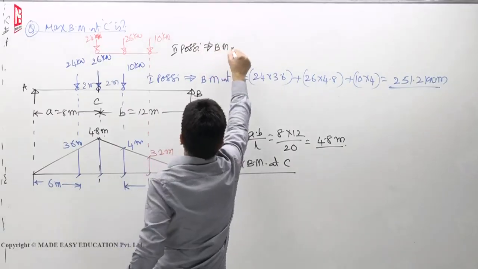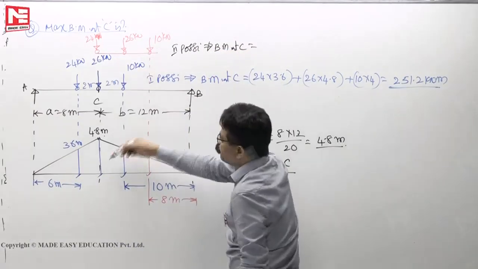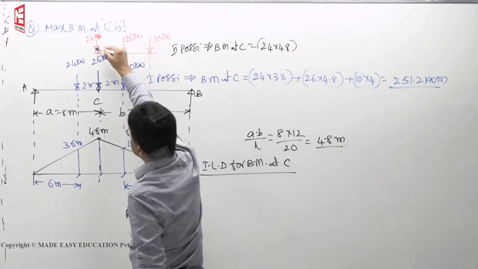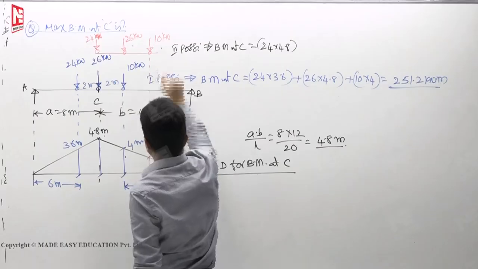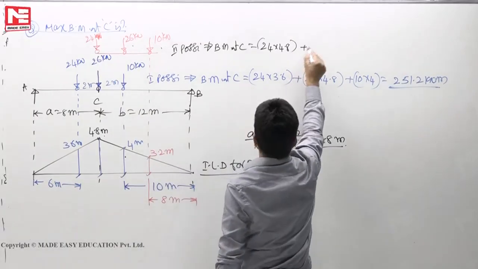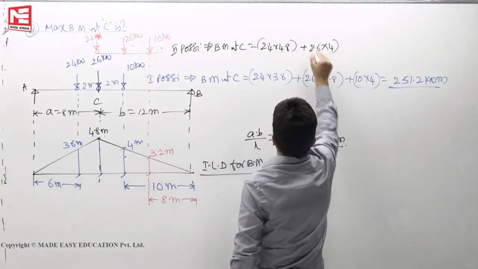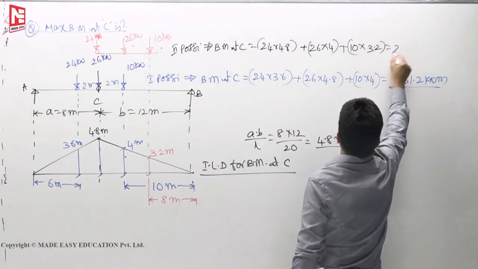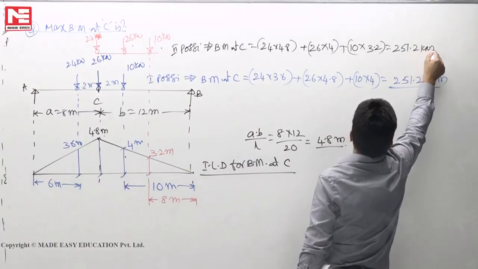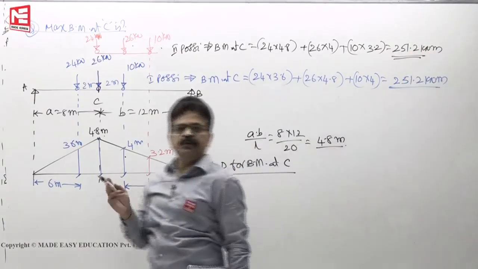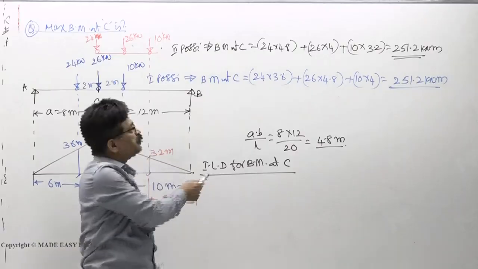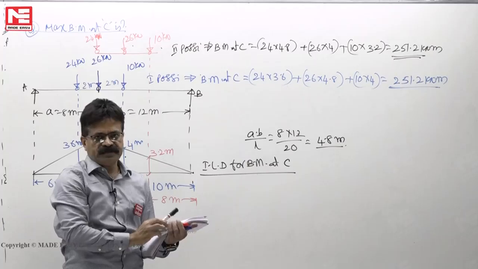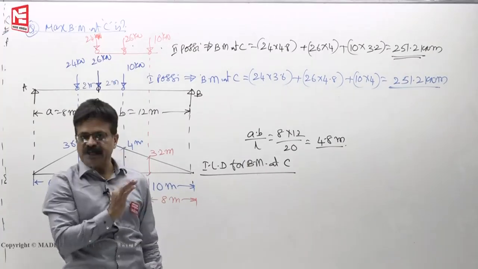Now you see the bending moment at C. You will find 24 into 4.8 plus 26 into 4 plus 10 into 3.2. You see, you get exactly the same 251.2 kilonewton meter. So whenever the equal sign happens, like in the earlier problem, you will get equal maximum bending moments wherever the load changes, wherever the change of sign happens.